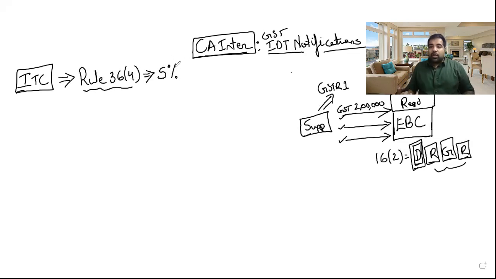So if now invoices worth 7 lakhs are uploaded with GST worth 7 lakhs, you will get only 5%, that is 35,000 GST credit you will get of those invoices that are uploaded. So that is the first change, that is in ITC. That's the first change in ITC.